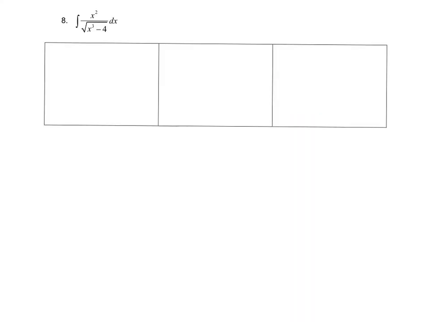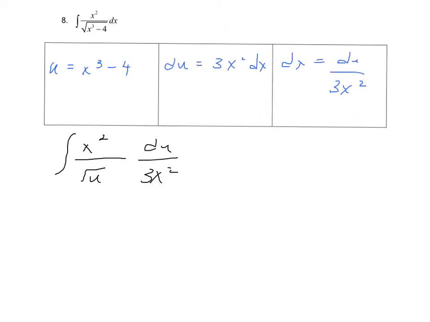Okay, so last question of the day. Make sure that you decide what your u is going to be. Try taking the derivative, isolate for dx, and then substitute in. Everything should cancel out if you've chosen the right u. So give it a shot, and then come back and see if your work is correct.